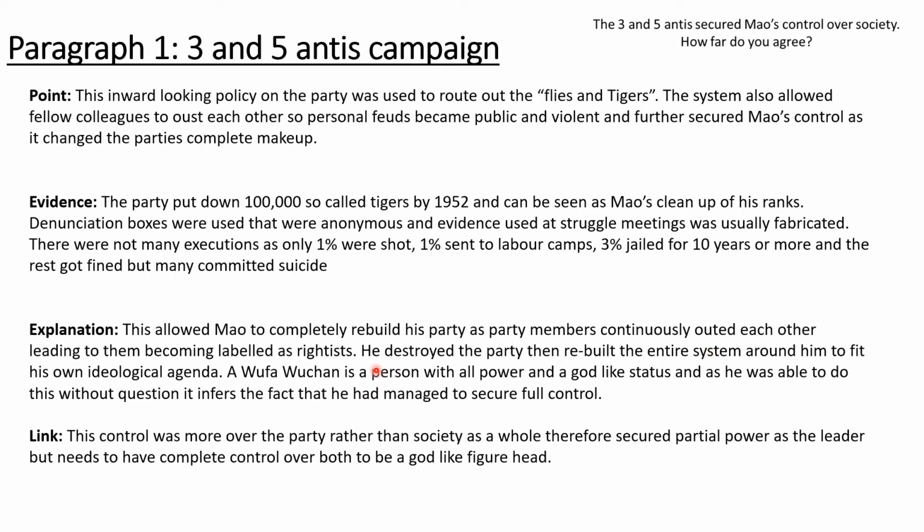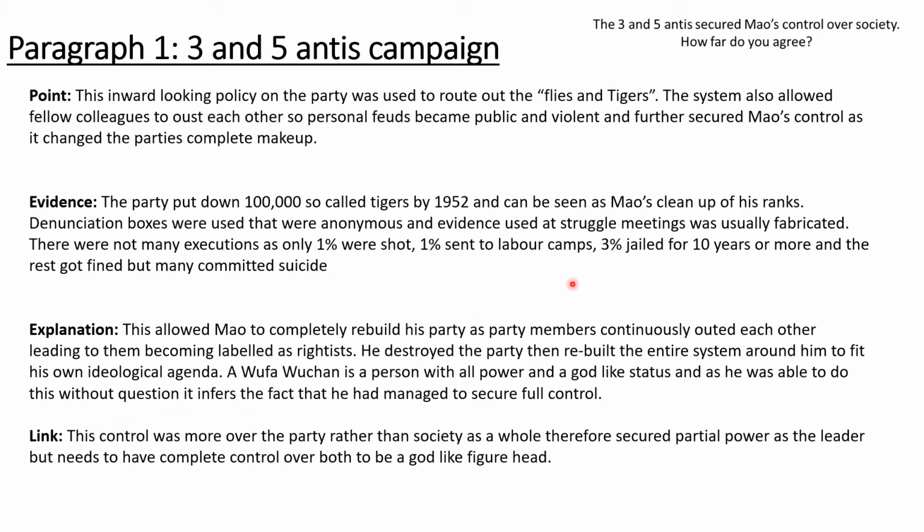I mean, you might not say he destroyed it, it's more the party destroyed itself. And then he did manage, however, to rebuild it around himself with his own ideological agenda. A Wu for Wu Chan, as I explained before, is a person with all power and godlike status, as he was able to do this without question, nobody sort of standing up to him.